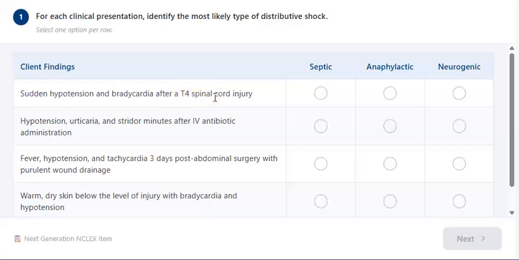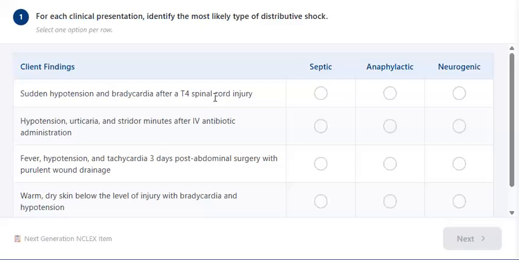We are looking at it after a T4 spinal cord injury. Remember I told you about neurogenic shock? This is where the sympathetic and the parasympathetic are meant to be communicating. They communicate with each other because one opposes the other, right? So when we say neurogenic shock, we establish the fact that it usually occurs at the level of T6 or above. And in neurogenic shock, we are going to have hypotension with bradycardia.